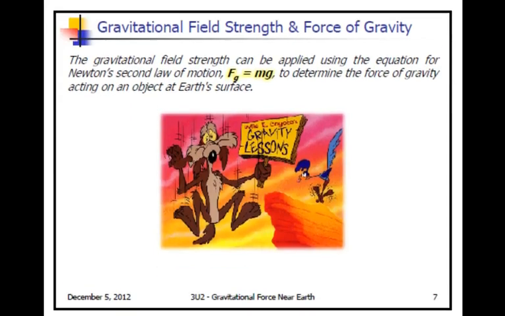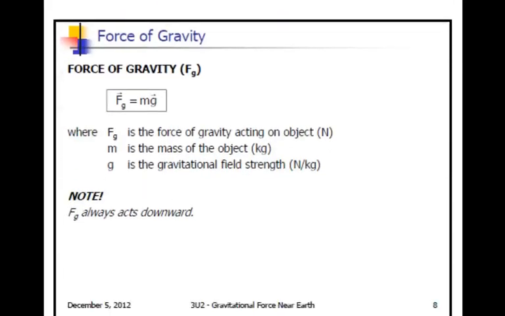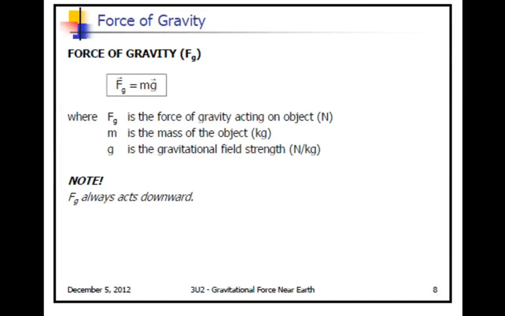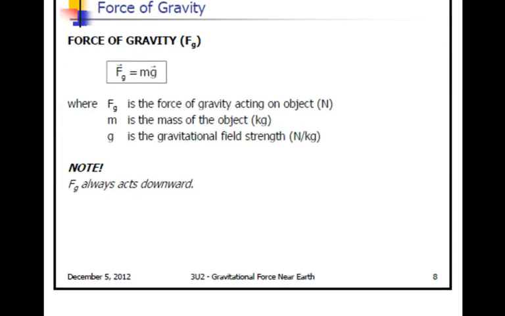The gravitational field strength can be applied using the equation for Newton's second law of motion. So that's F equals ma, but in this case it's Fg equals mg, because a is our g, to determine the force of gravity acting on objects on the Earth's surface. So here's your force of gravity, Fg equals mg, where g is the gravitational field strength.